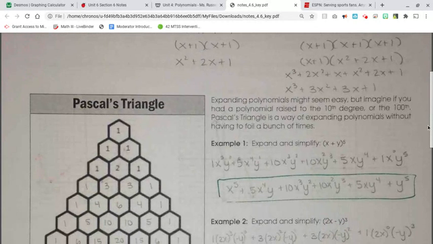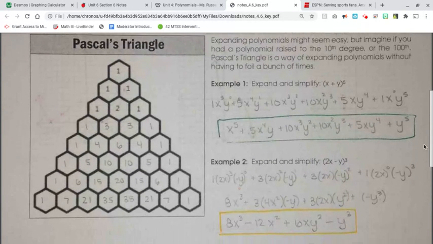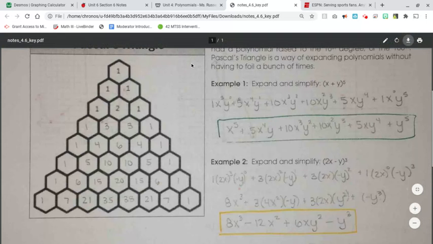Now we're going to look at Pascal's triangle. Expanding a polynomial seems kind of easy, but imagine if you had a polynomial to the 10th degree or the 100th degree. Pascal's triangle is a way of expanding polynomials without having to FOIL multiple times, without having to do the box method over and over. So Pascal's triangle tells us, when you have two numbers, you add them together to get the number below. 1 plus 1 is 2. 2 plus 1 is 3. 1 plus 2 is 3.